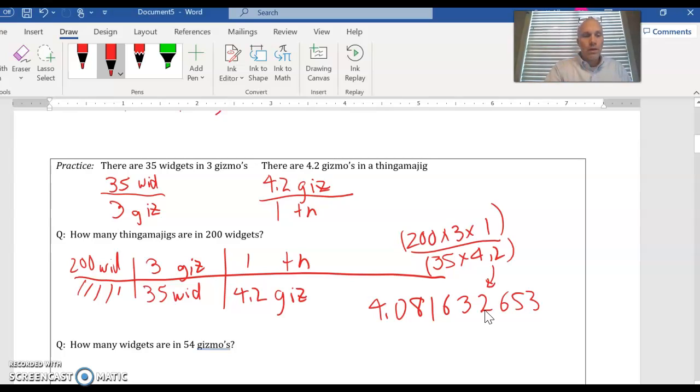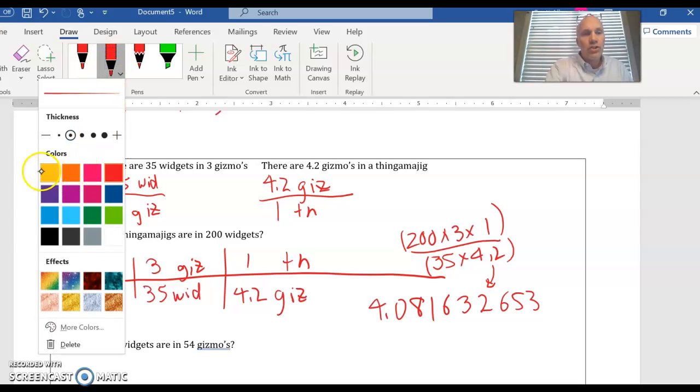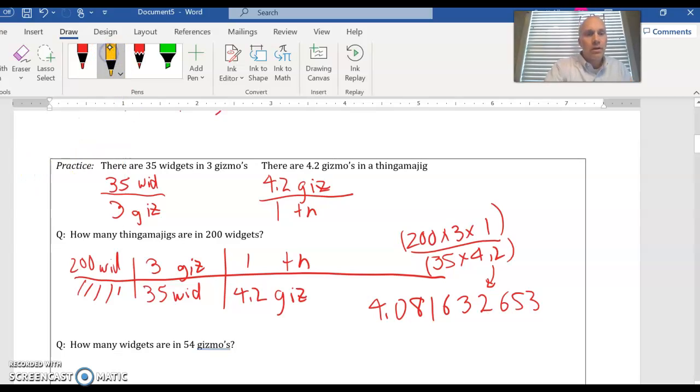One other thing I want to mention is the units. What ends up happening is the units will end up canceling out. So a widget here cancels with a widget in the bottom. A gizmo here cancels with a gizmo in the bottom. And so the unit of your answer is what's left. So that's going to be that many thingamajigs.